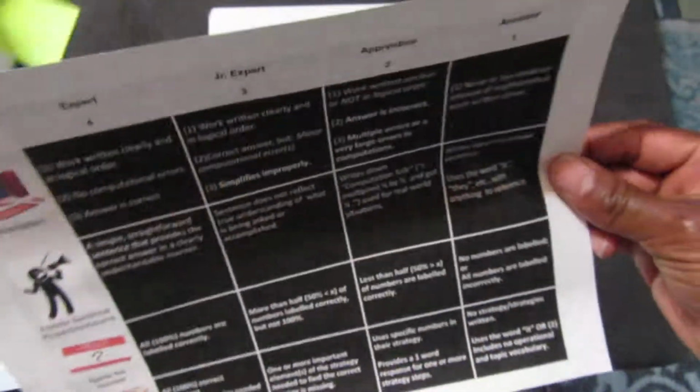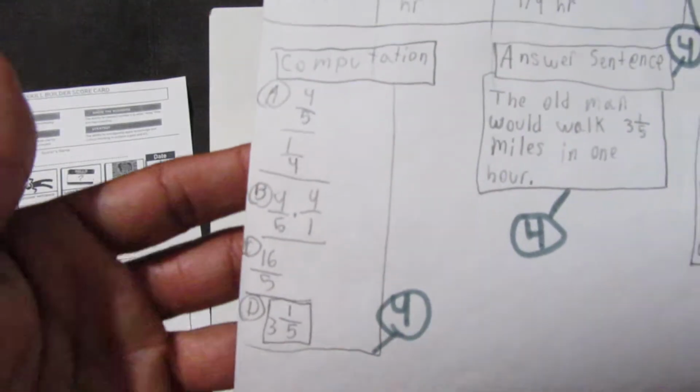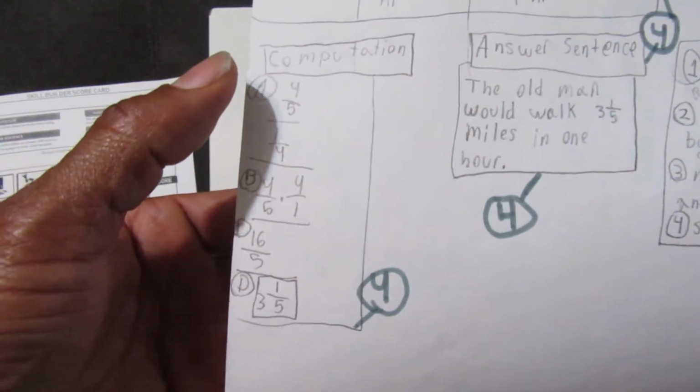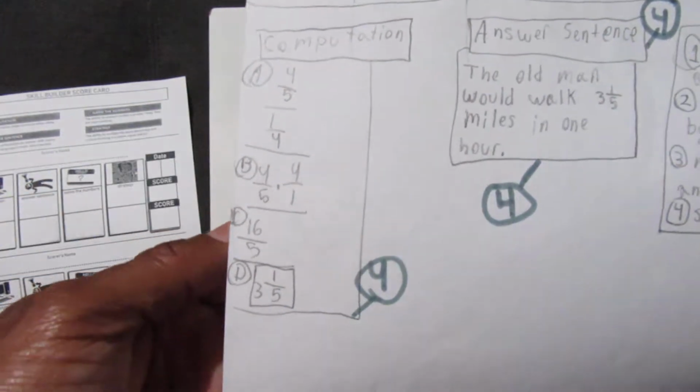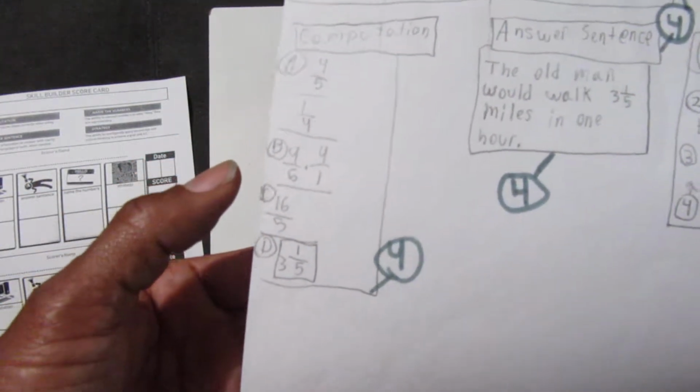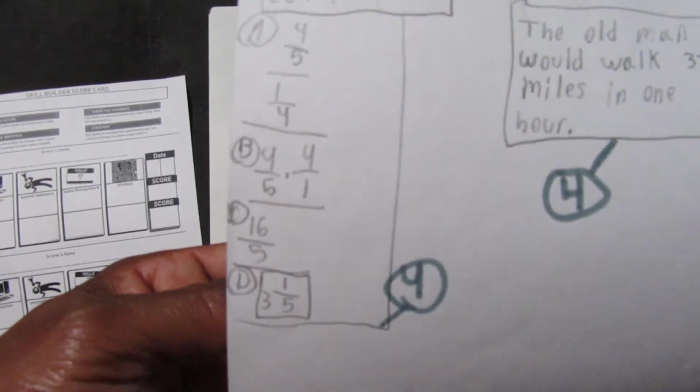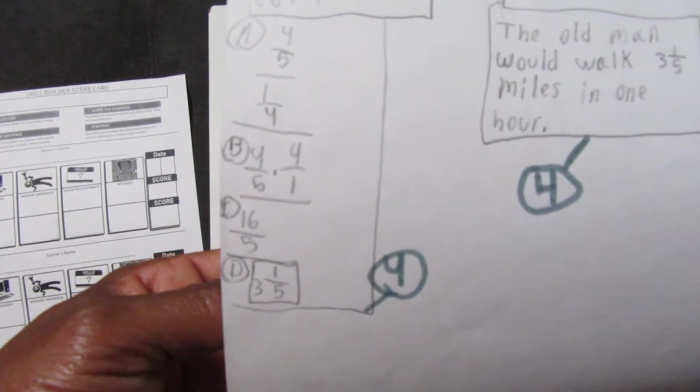Actually, let me provide an example of computation that would earn you a 4. Let's get the student's paper here. Right here you can see where it says computation, and I have them write that in and put a rectangle around it so it's easy. Look at that student's computation. A, B, C, D, laid out very nicely. That student earned 4 points. They're an expert at doing the computation for this challenge.